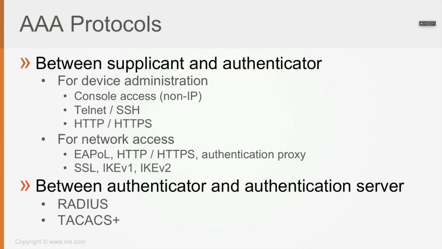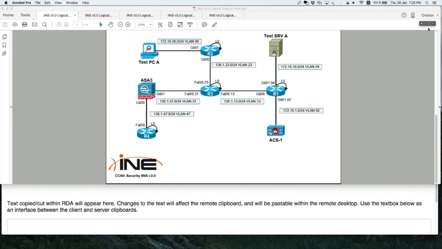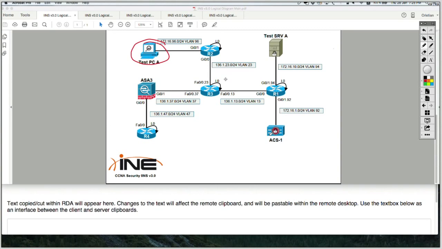But now between the authenticator and the authentication server, we have always either RADIUS or TACACS+. So in my use case in here, between the supplicant, which is test PCA, and the authenticator, which is router 3, I'm going to have in my case telnet, that's the protocol, for example, or SSH. And then as you're going to see, between the authenticator and the authentication server, which is ACS1, I'm going to have in there TACACS.